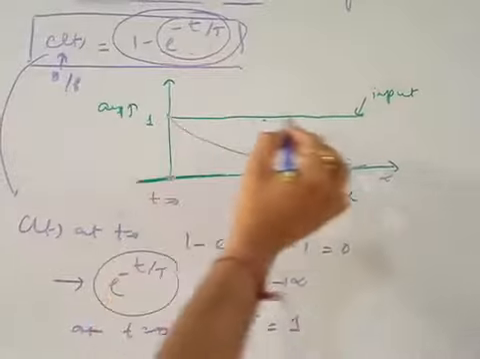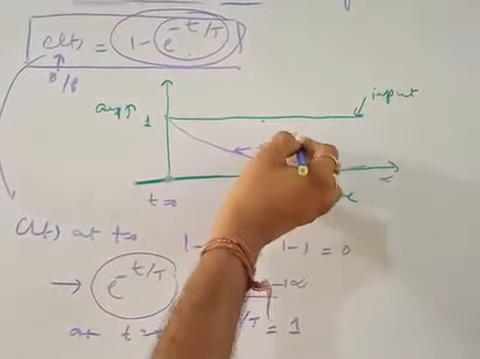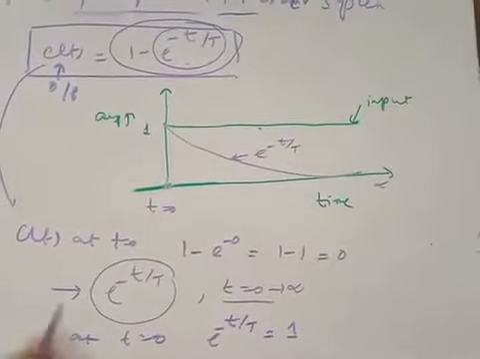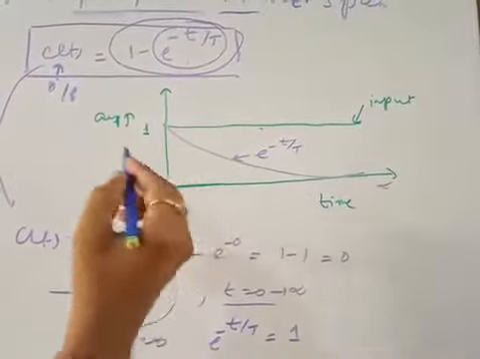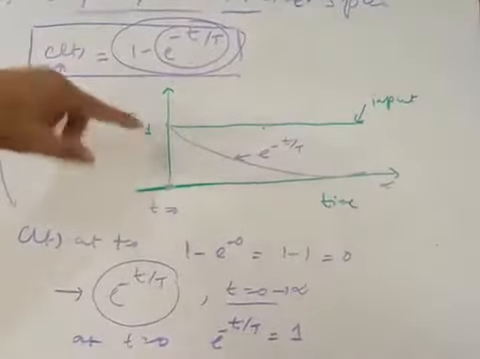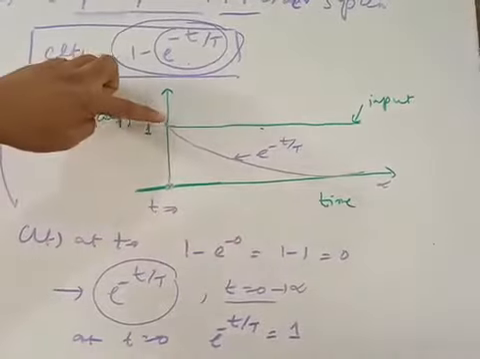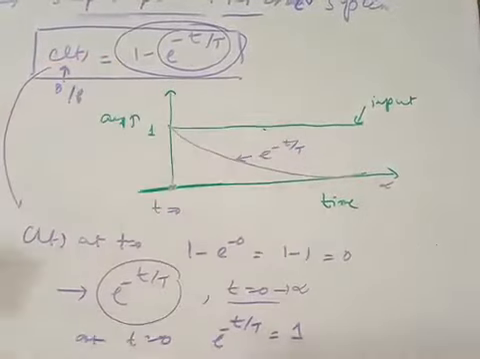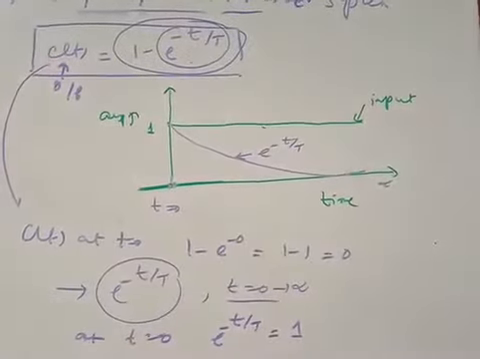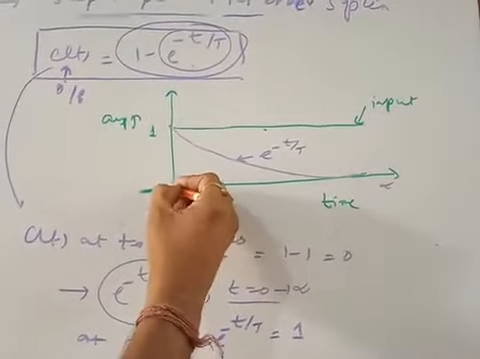So 1 is the input, and this is the e to the power minus t by T curve, right? The difference between these two, if you observe, at t equal to 0, what is the difference? 0, because this is 1 and e to the power minus t by T is also 1. So at t equal to 0, the difference is 0. So this is your 0.